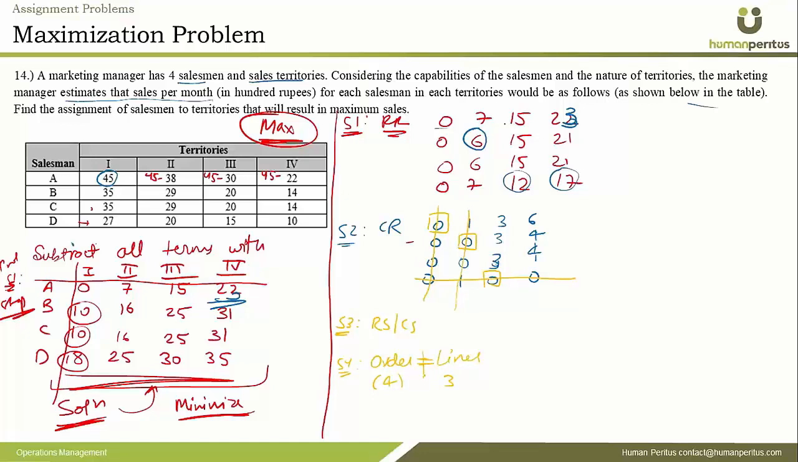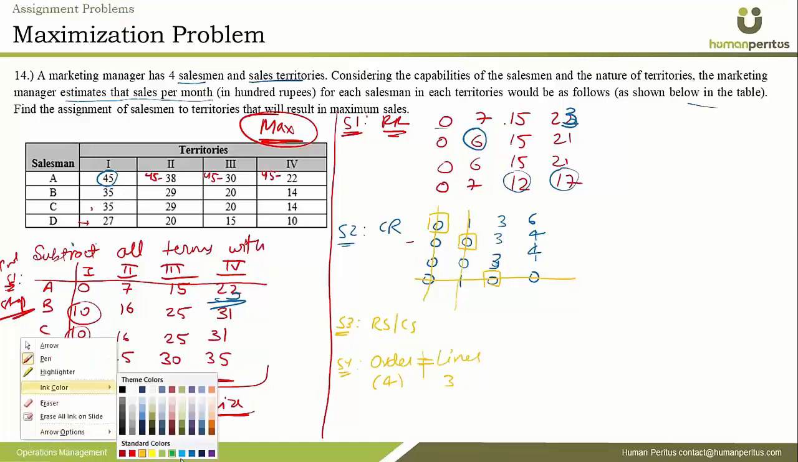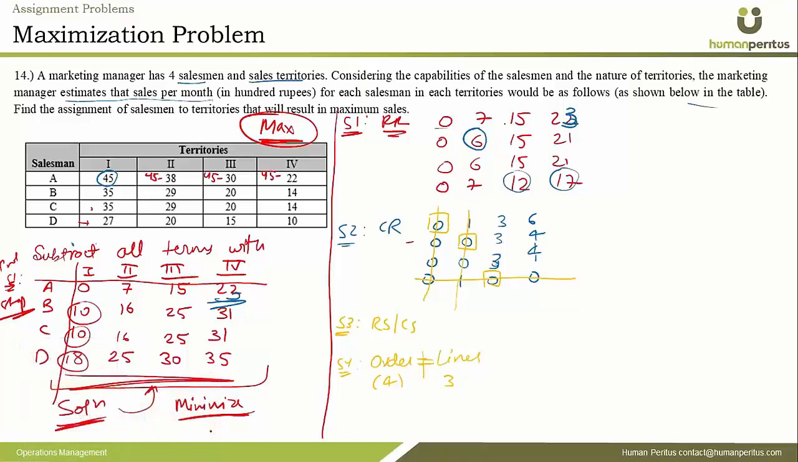So what is step 5? Let me use a pen color here. Step 5 is finding out the minimum unassigned value, which is 3 here, and then subtracting this value from all the unassigned and adding it to the corresponding crossing points. Okay, so this is step 5.